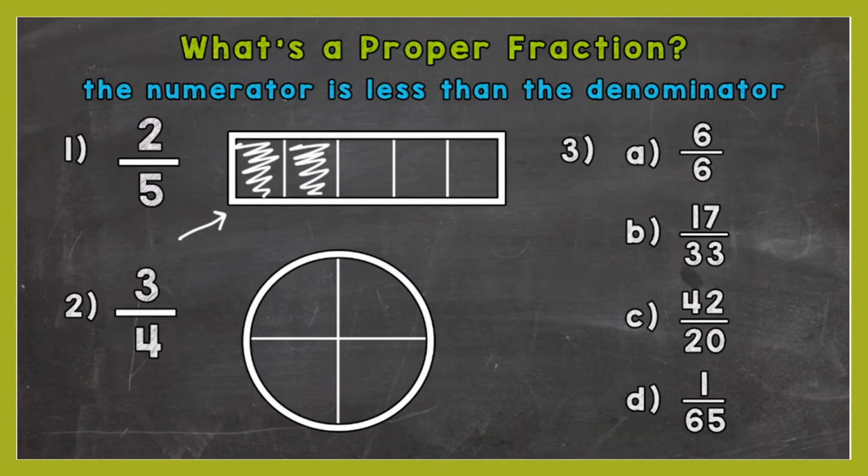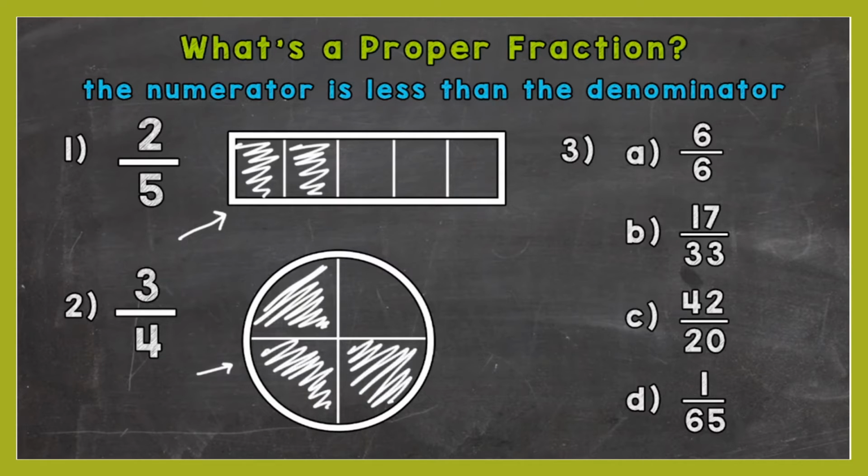So let's model this. We have a circle here cut into fourths, so we need to fill in 3 of those. So 1/4, 2/4, and 3/4. So you can see that we have less than a whole there. And on to number 3, where we have 4 choices, and we need to pick out the proper fractions out of those 4 choices.